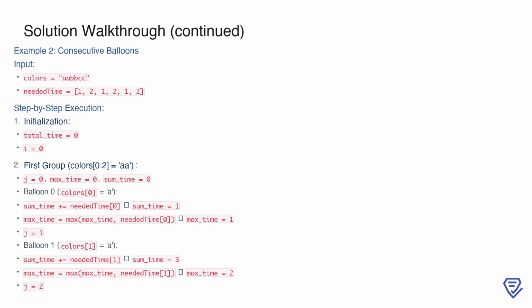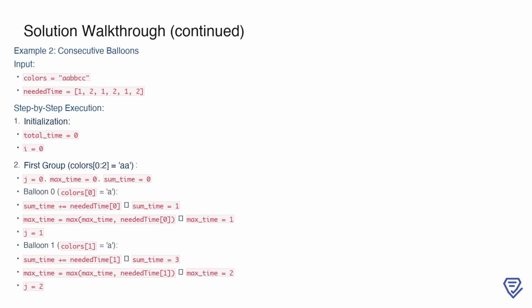For the first group of balloons, which consists of two consecutive balloons, we start with j, max_time, and sum_time set to 0. Balloon 0 adds its needed time of 1 to sum_time, making it 1, and updates max_time to 1. Then, balloon 1 adds its needed time of 2 to sum_time, updating it to 3, and updates max_time to 2. At this point, j is incremented to 2.